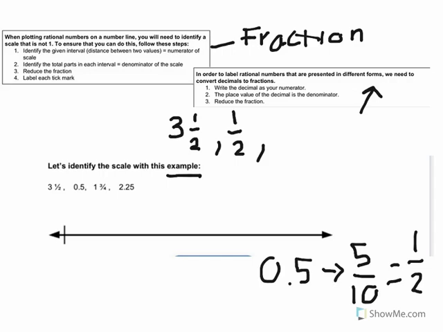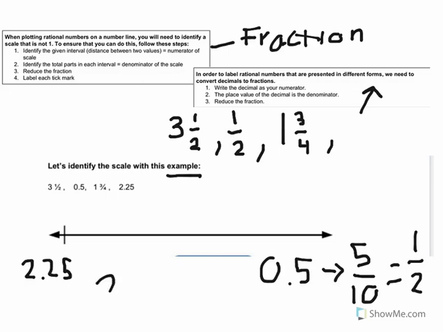My next rational number in my example is 1 3/4, so that has a fraction. It is a mixed number. And then finally, I need to convert 2.25 to a fraction. So I have 2 as my number in front of the decimal, so that is going to stay as 2.